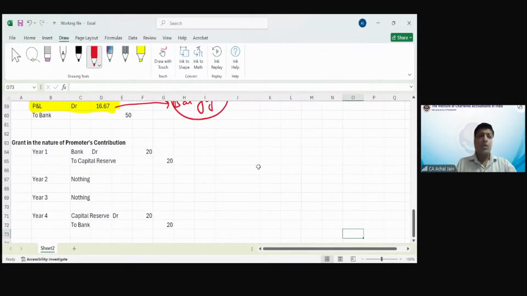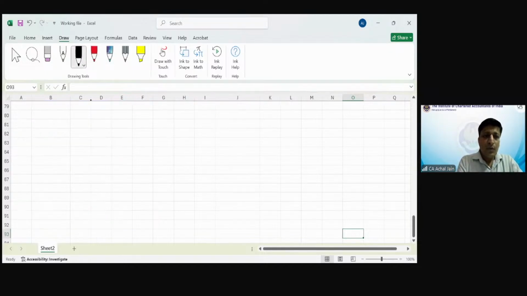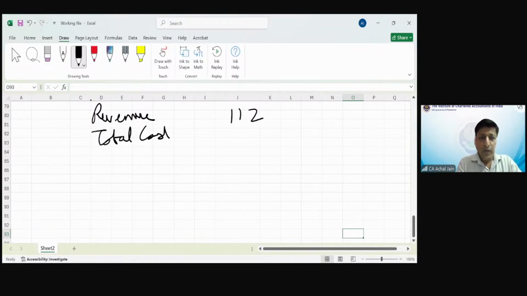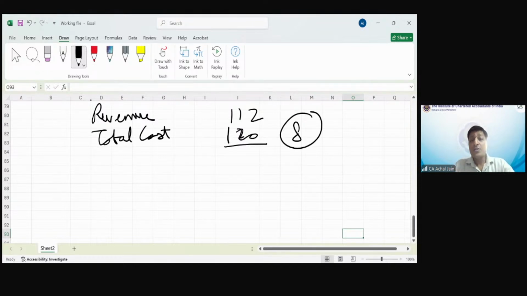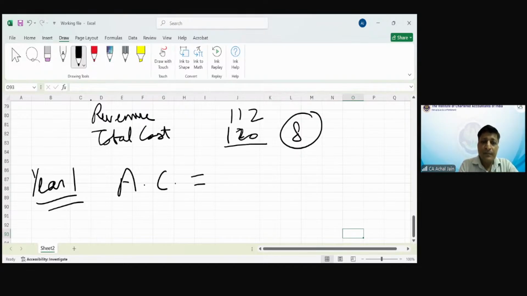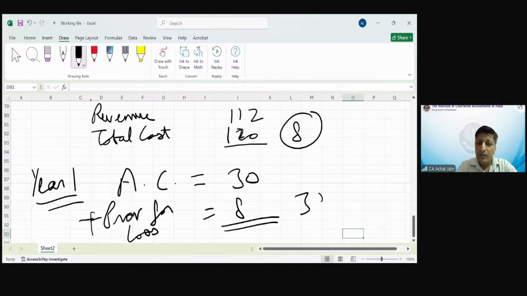So Ishan, if you look at the total contract value, total revenue was what? 112 lakhs. And total cost was 120. So there is a loss of 8 lakhs. This loss you book in the first year itself, correct? Now in the first year, what is your actual cost? 30 lakhs. You will recognize 30 plus provision for loss, 8 lakhs. So what do you get? 38. Okay, got it.